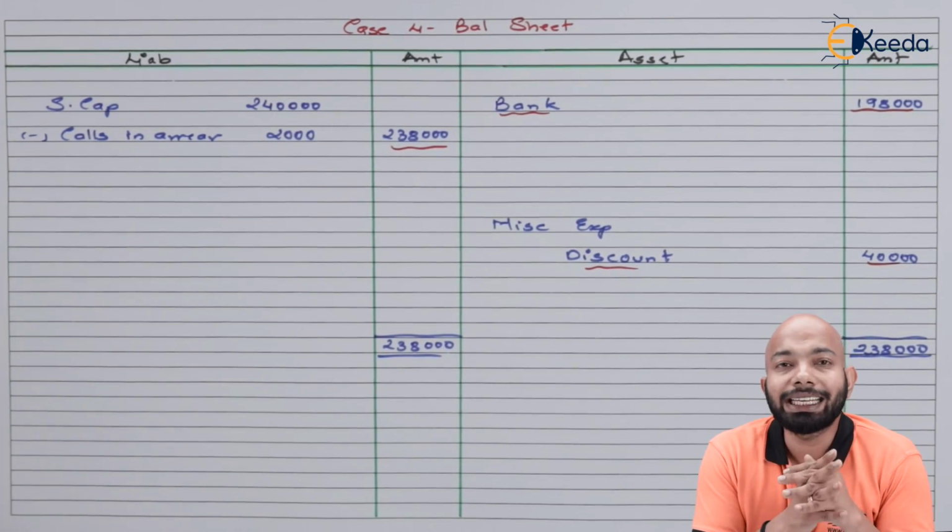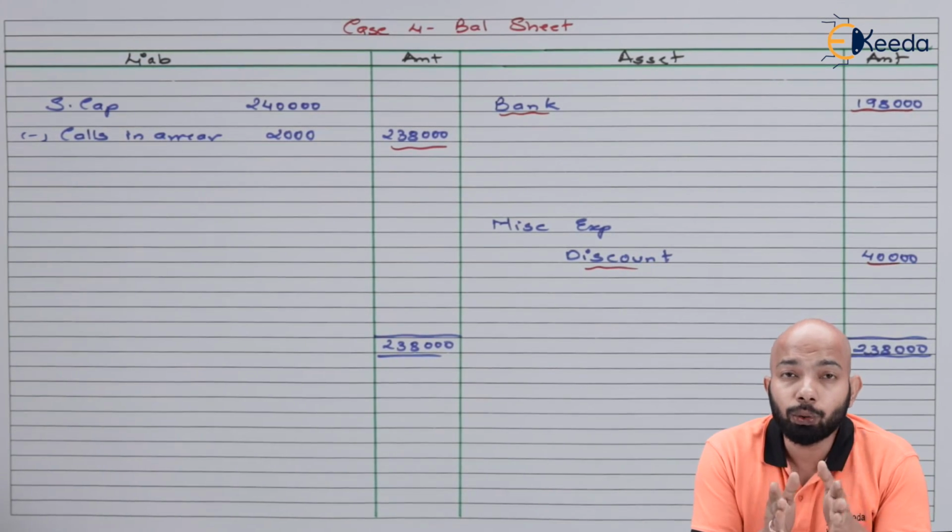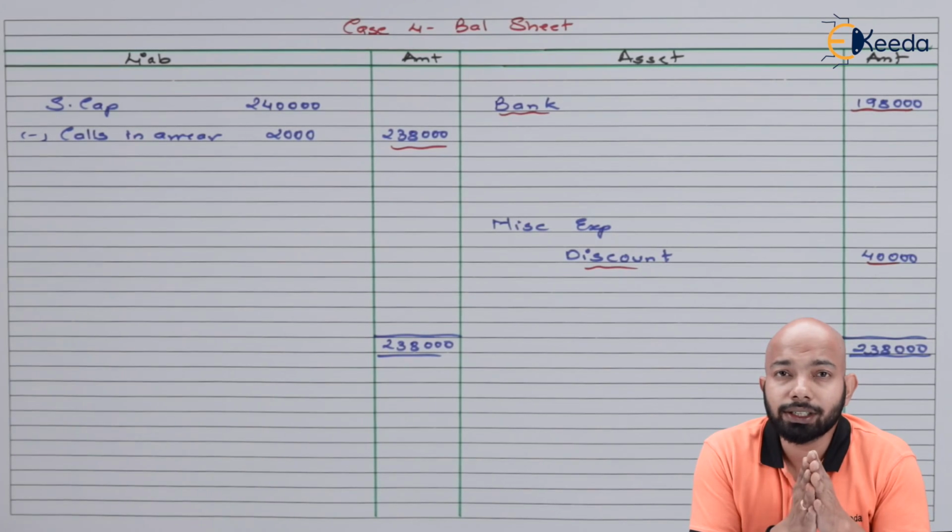And here we complete the illustration, which is related to comprehensive problem 8, including the pro rata, calls in arrears and calls in advance as well.